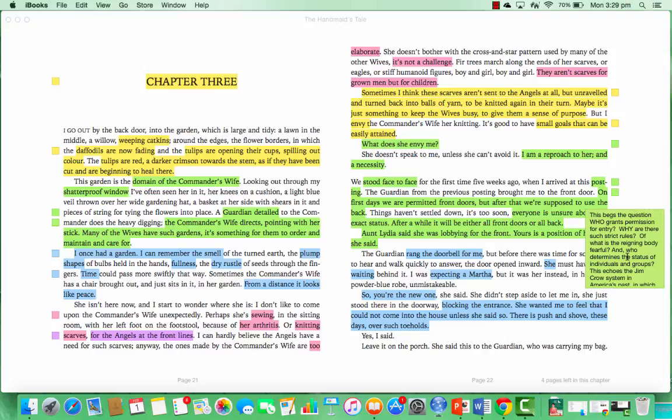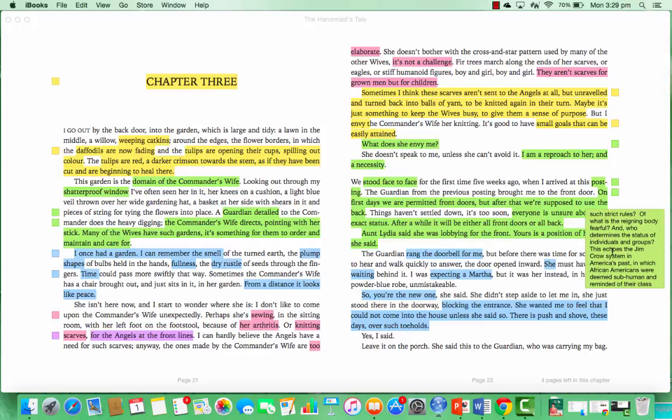This begs the question, who grants permission for entry? On first days, they're permitted front doors, but after that, we're supposed to use the back. Things haven't settled down, it's too soon. Everyone is unsure about our exact status. After a while, it will be either all front doors or all back. So why are there such strict rules?